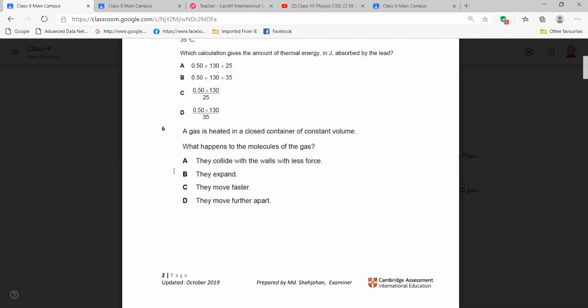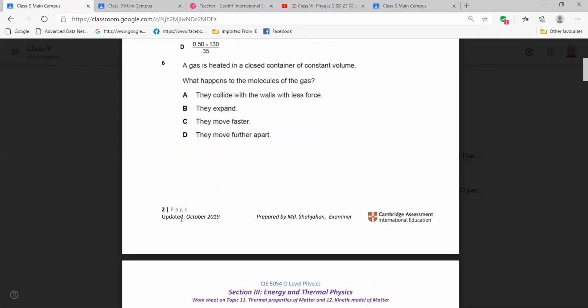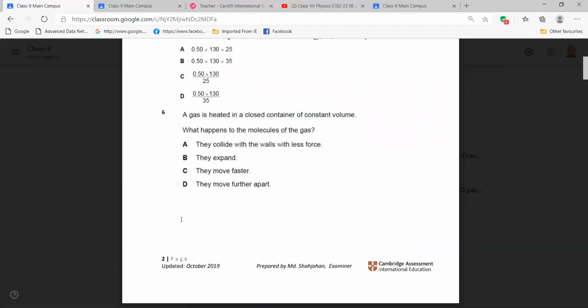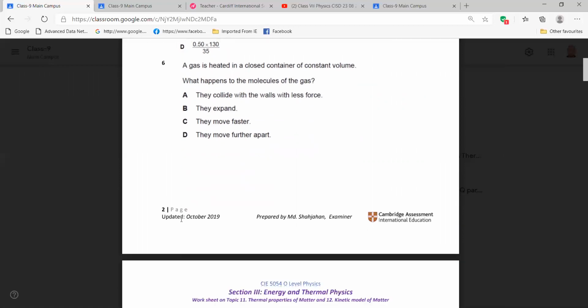And when will the answer be A? Sir, when it is cooled. Yes, when it is cooled. Very good. So it is clear to you. Now, sir, B does not happen. B will never happen because molecules cannot expand. It is possible only for gas to be expanded. Molecules stay in their shape.